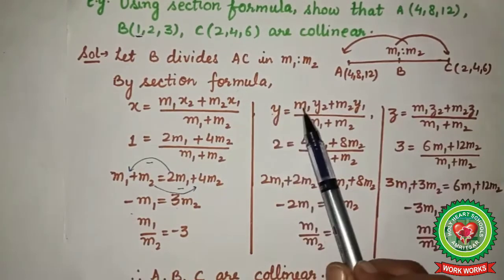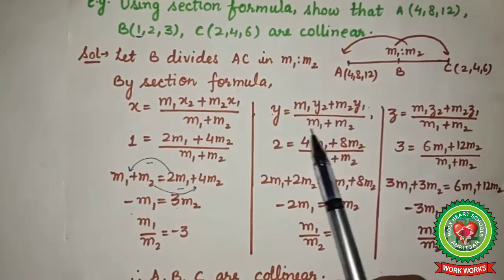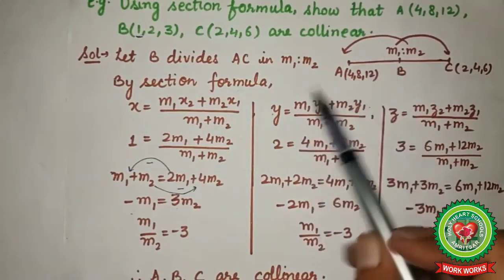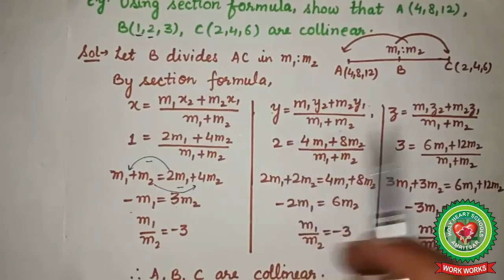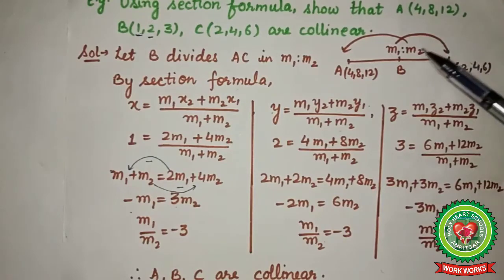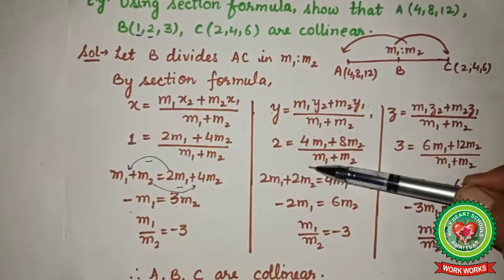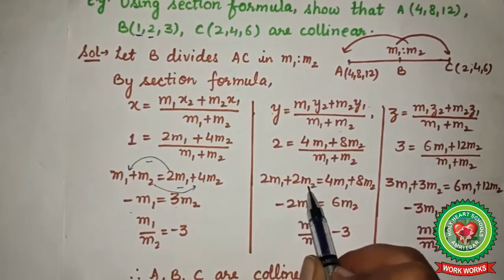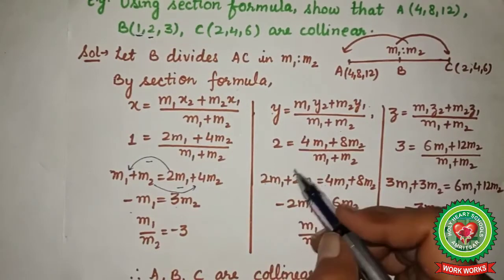Similarly, for the y coordinate, it is (m1 y2 plus m2 y1) upon (m1 plus m2). So from here, put the value. Again the y coordinate is 2, so in place of y, put 2. Here you will get (4m1 plus 8m2) upon (m1 plus m2). On cross multiplying, we get 2m1 plus 2m2 is equal to 4m1 plus 8m2.